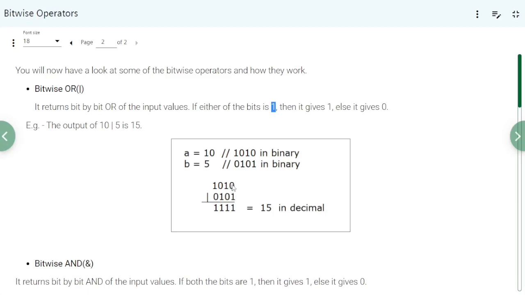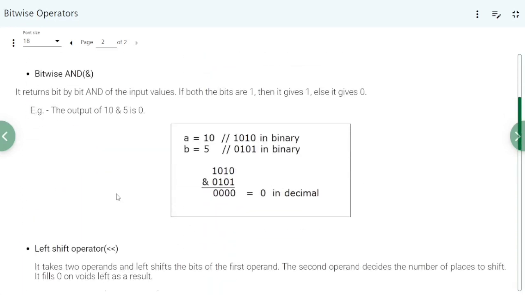Okay. Now let's move on to the next bit of 10. We have 1 here, and on this 5 we have 0. But either of the bits is 1, so the output will be 1. Again, move on to the next bits of the two numbers. We get 0 here. Okay, let's see here. Yeah, we got 1. So either of the two bits is 1, that's why we got 1. Again, either of the two bits is 1, that's why we got 1. So when you convert this result, you will get the decimal number 15. This is how the OR operator works on bits.